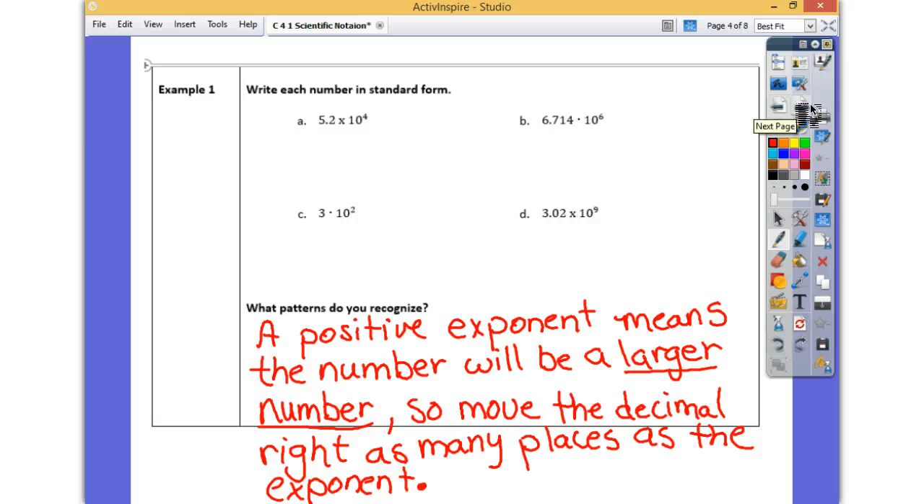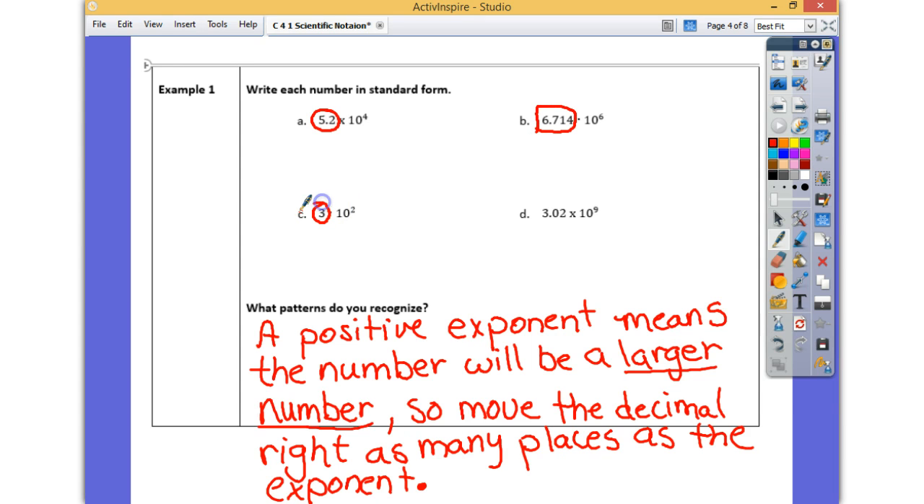Write each number in standard form, so let's write it normal. Well, first of all, did they do these all right in scientific notation? Are all the numbers that are times 10, are they all between 1 and 10? 5.2. Does that work? How about 6.714? Yep, because it's in between 1 and 10. It can be 1, it can be equal to 1.